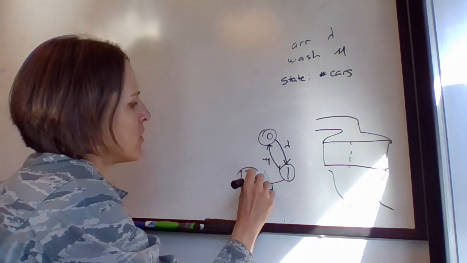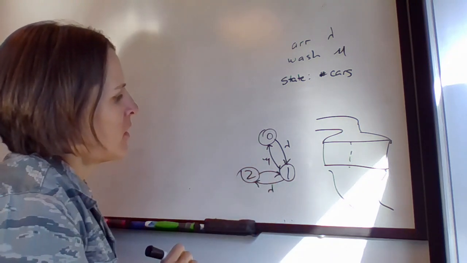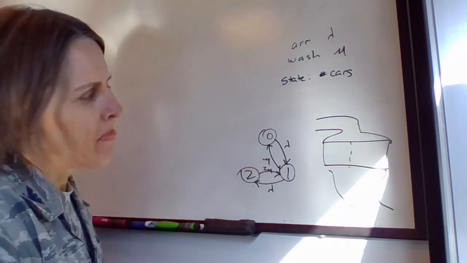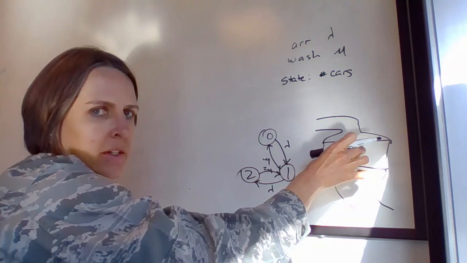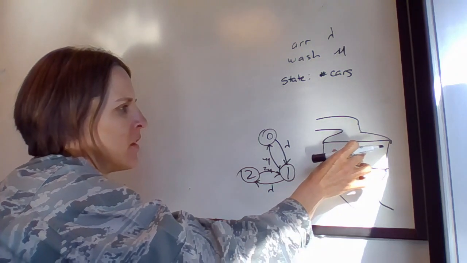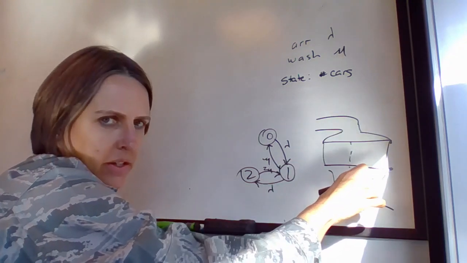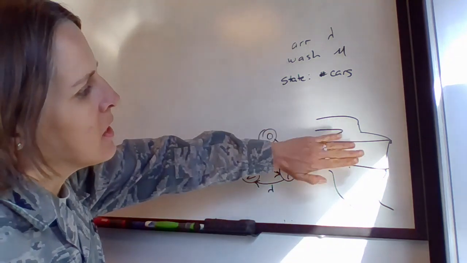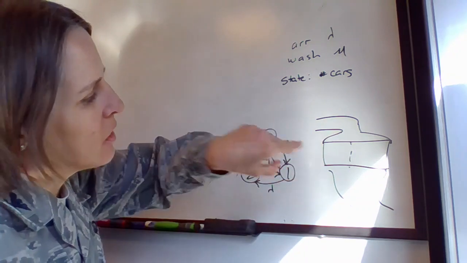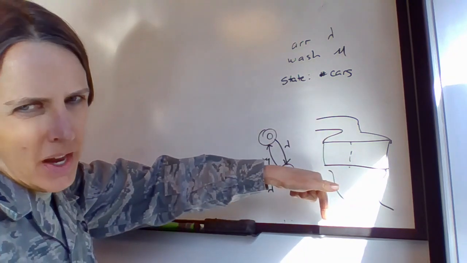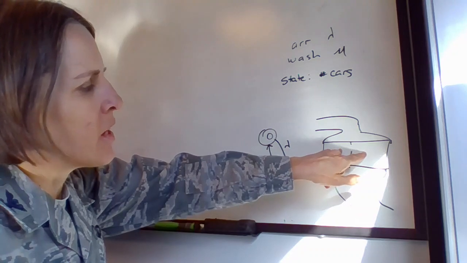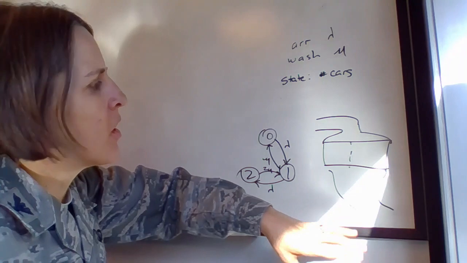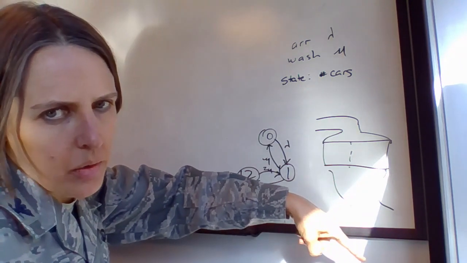But the rate of transition from 2 back to 1 now is going to be 2 mu. Why? Because if you have 2 cars in here at any given time, they're coming out twice as fast, even if you're washing them at the same speed. So if you think about cars coming in and getting washed, if you were to look down at it and see the cars coming out, if you have a car in each bay getting washed, you're going to have twice as many cars coming out over any given time period on average than you are if you only have one bay going at a time.